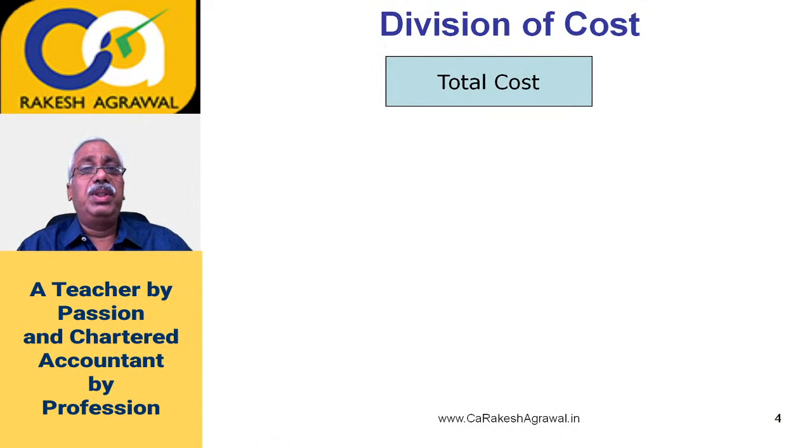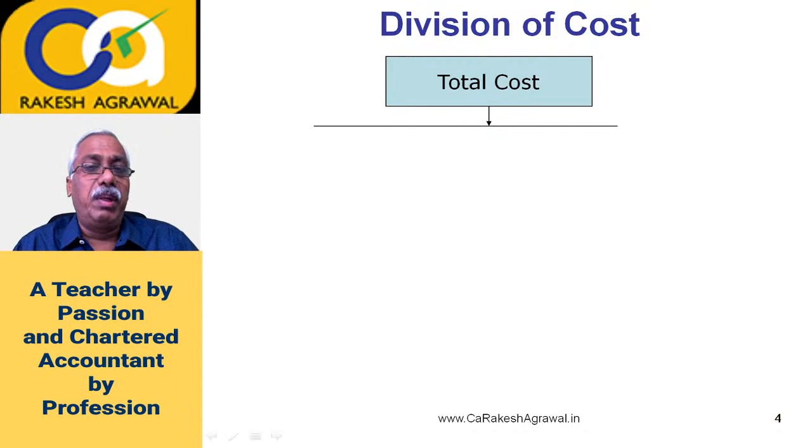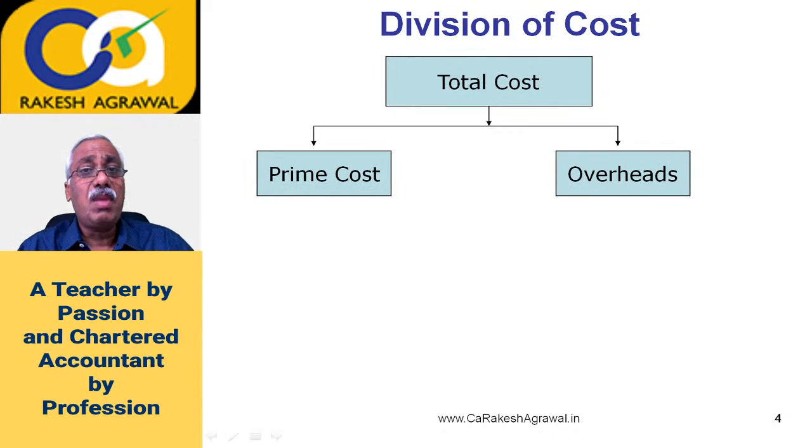Now, what is this division of cost? If you remember, for cost sheet purpose, we had seen the total cost was divided, for cost sheet purpose I am saying, in two parts, that is prime cost and overheads. For cost sheet purpose, prime cost was your direct material, direct labor, direct expenses, and overheads was indirect material, indirect labor and indirect expenses. This is what we have already seen.